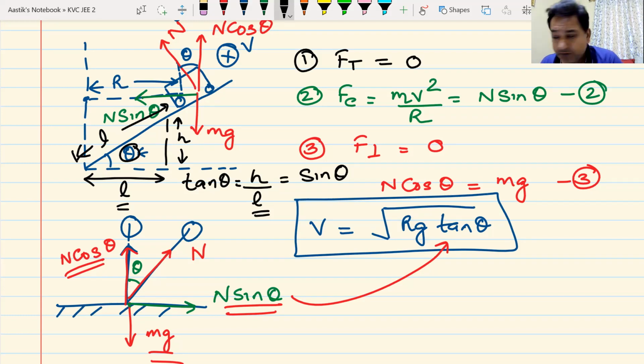I hope you have liked this class and understood horizontal circular motion. There is nothing left in horizontal circular motion that you don't know now, and I can guarantee you that on a stamp paper. We'll start with vertical circular motion in the next class.